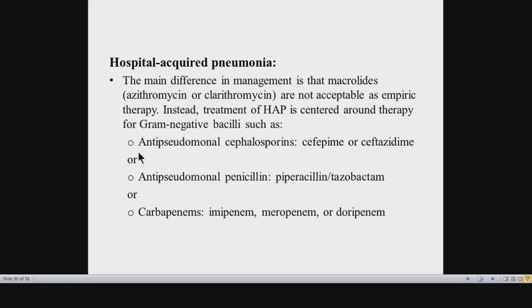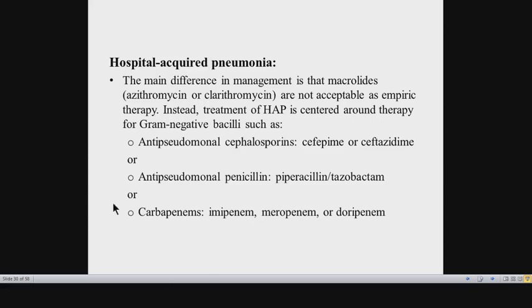So you can give an anti-Pseudomonal antibiotic in the form of an anti-Pseudomonal cephalosporin like cefepime or ceftazidime. Or you can give an anti-Pseudomonal penicillin, like the combination of piperacillin and tazobactam. Piperacillin is considered an anti-Pseudomonal penicillin, and we will give it in combination with a beta-lactamase inhibitor, which is tazobactam. Piperacillin plus tazobactam is called Tazocin, as we discussed previously in the antibiotics lecture. So the piperacillin-tazobactam combination is one of the options which can be used in the management of hospital-acquired pneumonia.